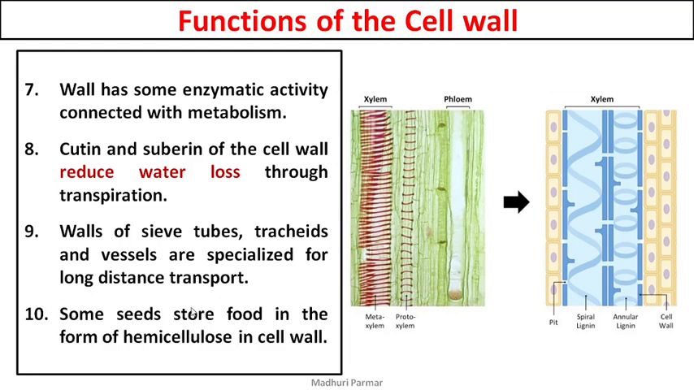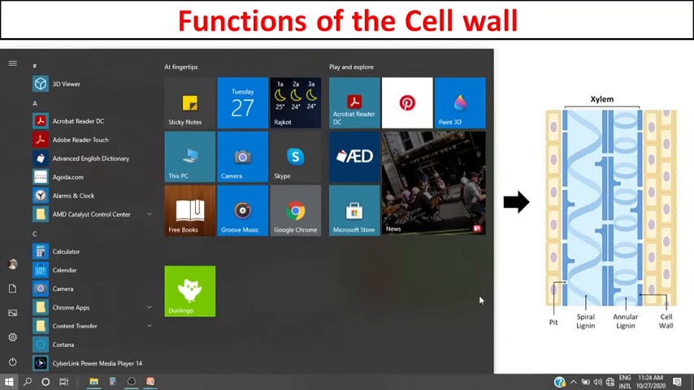Some seeds store food in the form of hemicellulose in the cell wall. Only in some seeds will there be storage of food in the form of hemicellulose, like how we store starch. Clear? Here we end today's lecture on cell wall. Fine. Solve questions. If you have doubt, let me know.